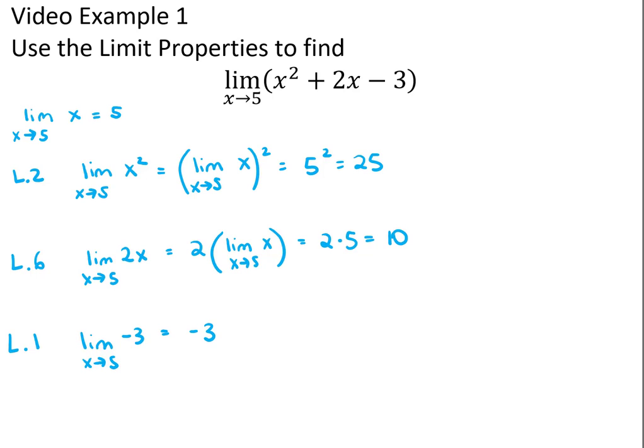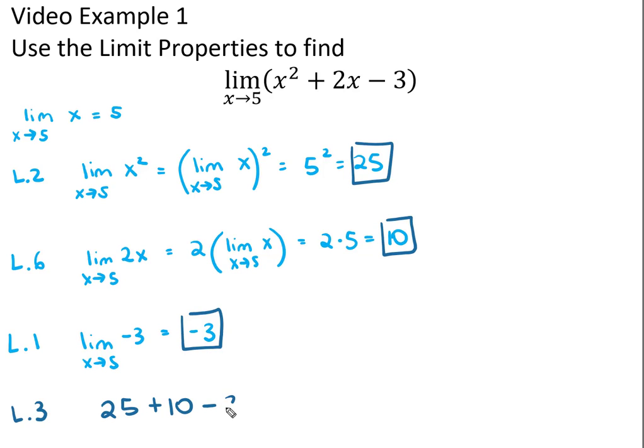And then we have the rule where we can combine all of these. That would be L3. So if I'm doing L3, that tells me I can take the results here, here, and here and add them all up together. So I would get 25 plus 10 minus 3, which gives me a limit of 32. So my limit as x approaches 5 of x squared plus 2x minus 3 is 32.